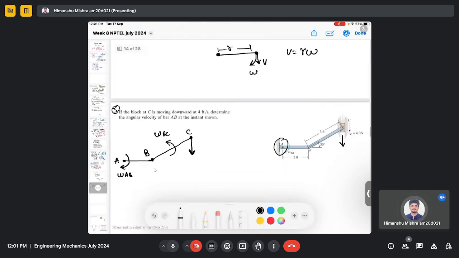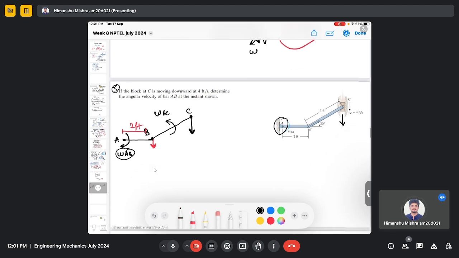So here also we are given this angular velocity omega AB, and we are given the distance, which is 2 feet here. So by using this relation, we can find the velocity of this point, right? Basically the velocity of point B can be written as r omega AB. R is 2, so it will be 2 omega AB. So it's very similar to the previous problems.